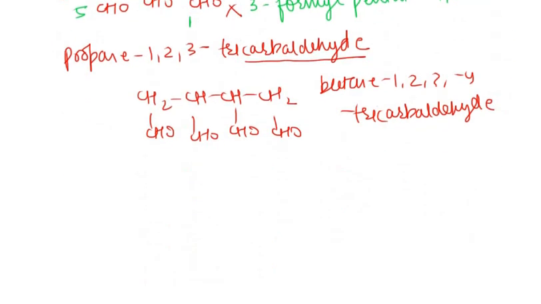But wait, if you have a compound like CHO, CH2, C, CH2, CHO, CH2, CHO. Now you can't use the special name here because it is not symmetrical. The CHO group has to be attached directly to the principal carbon chain, and it must be continuous. There should not be any gap. It must be symmetrical. It must be continuous.